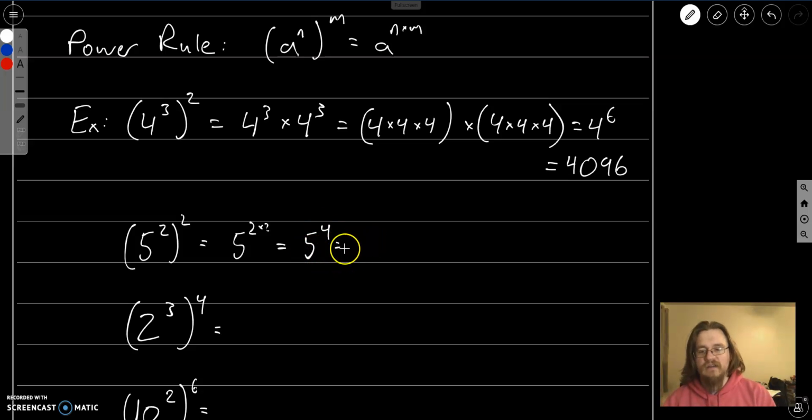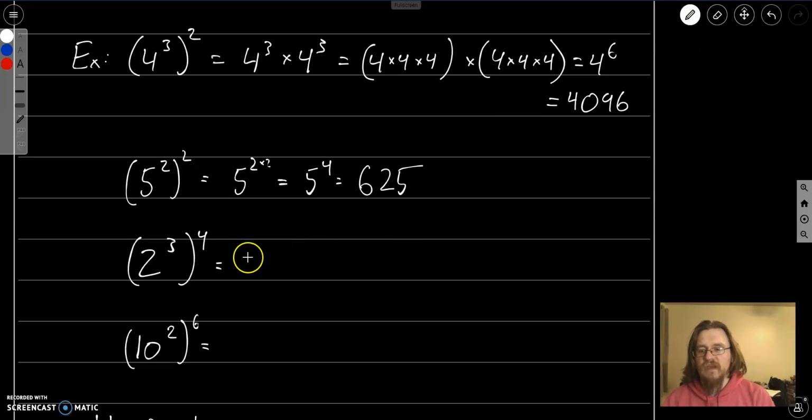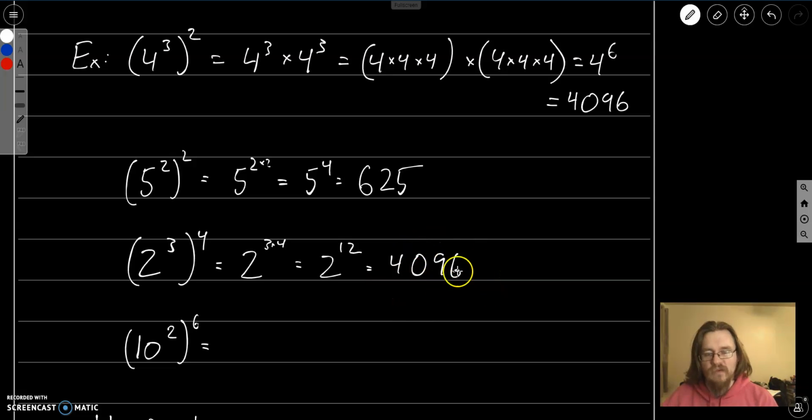So then this will be 4 copies of 5, so 5 times 5 is 25, times another 5 is 125, times another 5 is going to be 625. So again, this is just something you can do with a calculator. 2 to the 3rd power to the 4th power, this is going to be 2 to the 3 times 4th power, which is 2 to the 12th power, and again, this is going to be 4,096. Again, I did this beforehand with a calculator, and you'll notice that we can get to the same number in multiple ways.